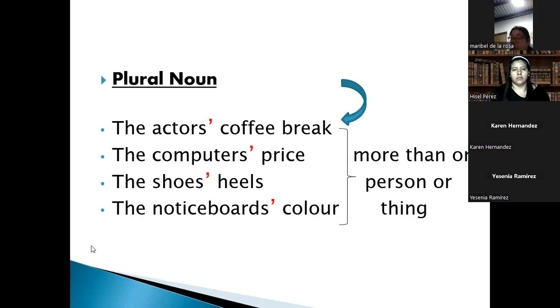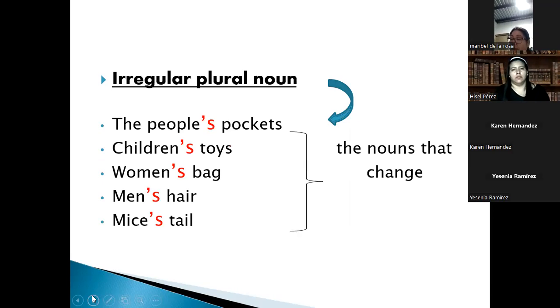Y hay algo más que le puedo mencionar en lo que me están compartiendo eso. En los que son irregulars. Yo sé que people es gente. Aunque sea plural, pero ahí le aplicamos como singular. Miren, people's pocket, children's toy, women's bag, men's hair, my tail. Okay, in this case, if it is a plural noun but it's irregular, we don't apply the same as in the previous one. Let's see, the color of the desk is brown.